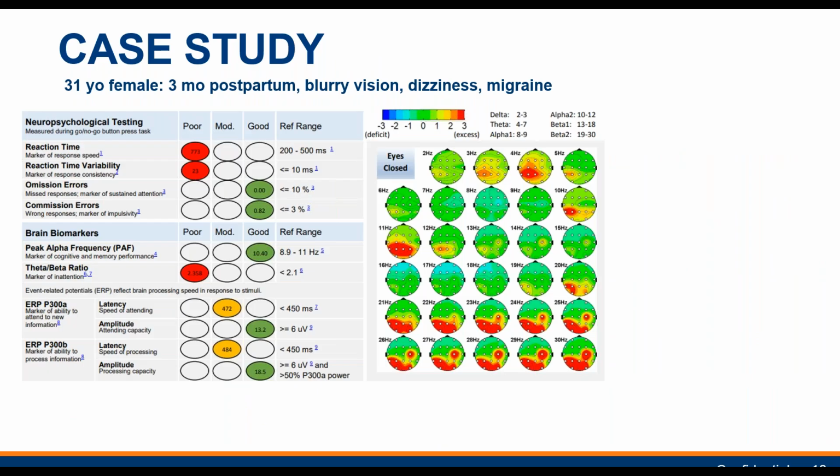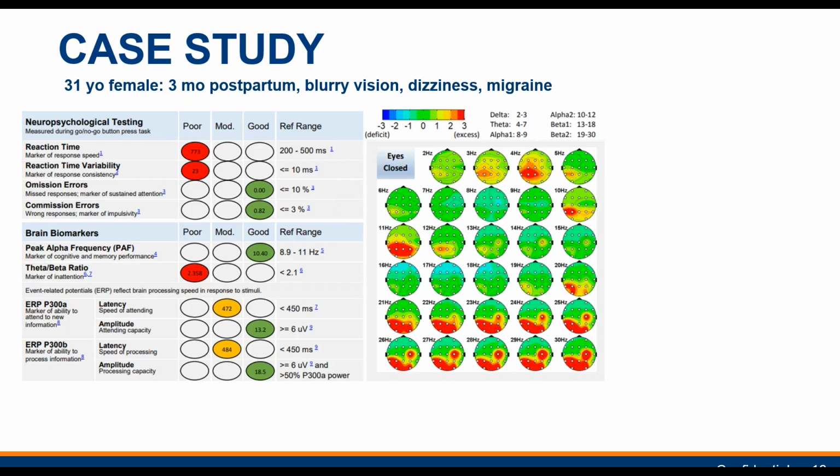So I think our last case study of the day is a 31-year-old female who was 3 months postpartum and presenting with blurry vision, dizziness, and migraine. So an EVOX assessment was performed, and a couple interesting things are going on here.